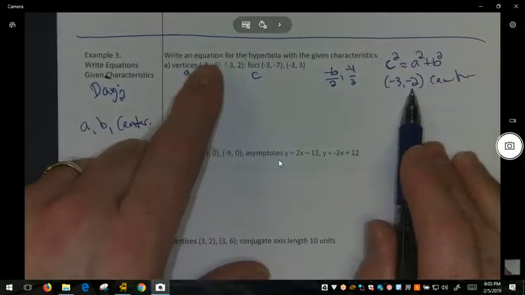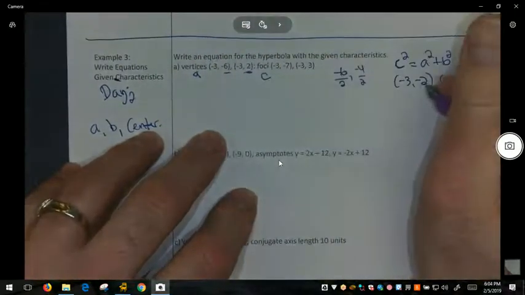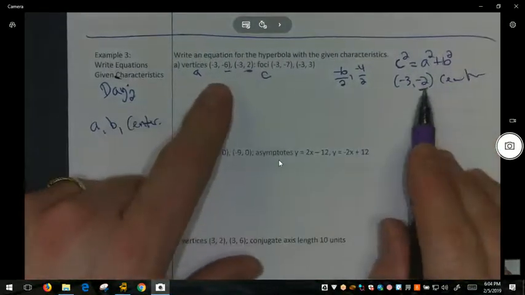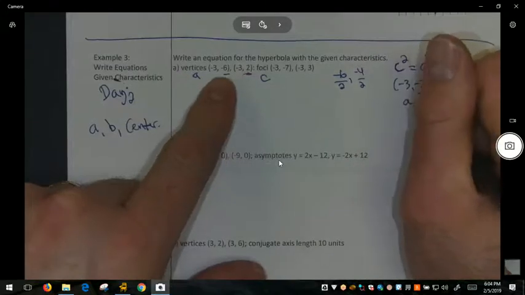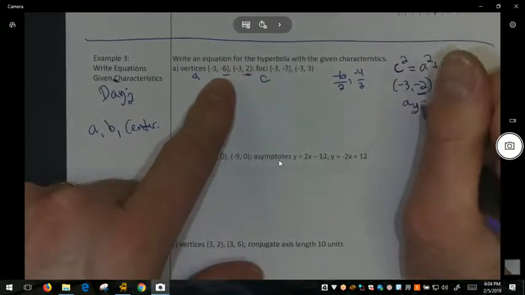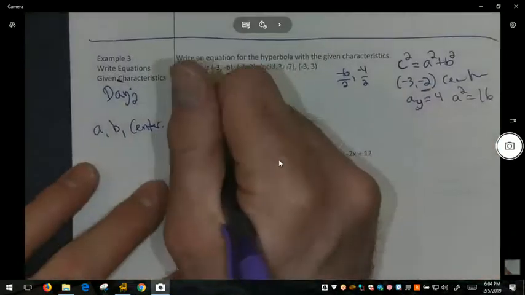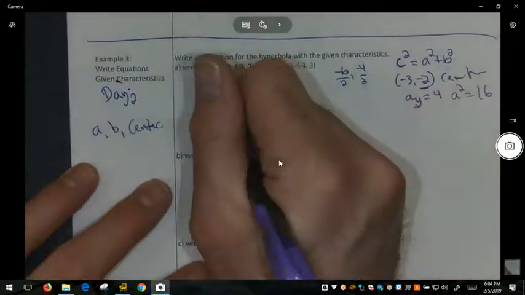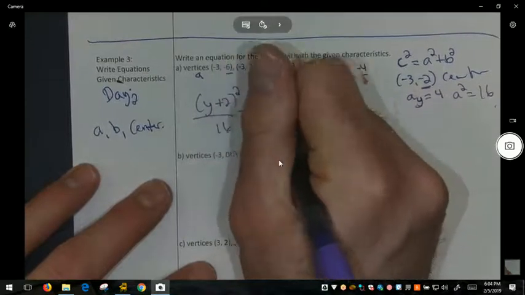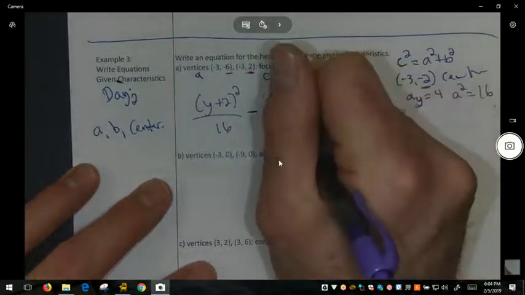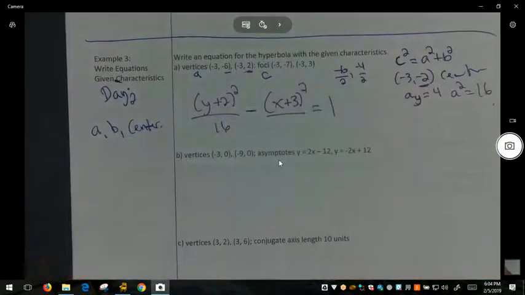Notice it is the y-coordinate that's changing from the vertices to the center. It's changing by 4 units on either point. So the value of a is going to be under the y, and it is changing by 4 units. This means that a squared is 16. So I have y minus negative 2, which is plus 2, quantity squared, over 16, minus x minus negative 3, which is plus 3, quantity squared, over b squared once we get it, equals 1.